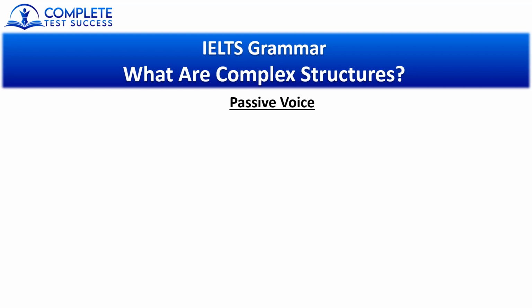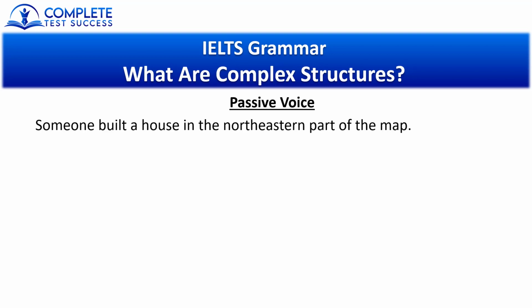So first, let me show you an active structure. Someone built a house in the northeastern part of the map. Now, this is an active structure where my main focus is on someone, so the person who built it. However, if I'm talking about a map, it's far more likely that my focus is about the thing on the map, which would be, of course, the house. So rather than writing an active sentence, it makes more sense for me to focus on the house.